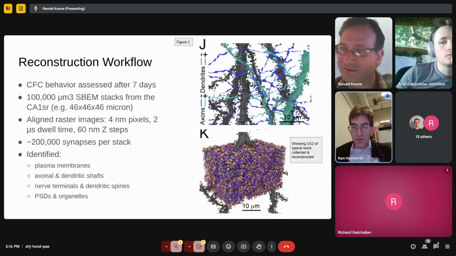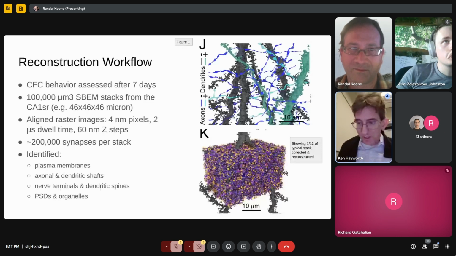Well, I will say it's very impressive that they did multiple of these EM volumes. The EM volumes might not be that large, but the fact that there's multiple animals in this is kind of impressive.